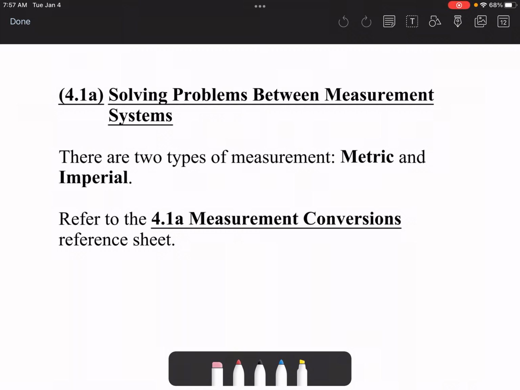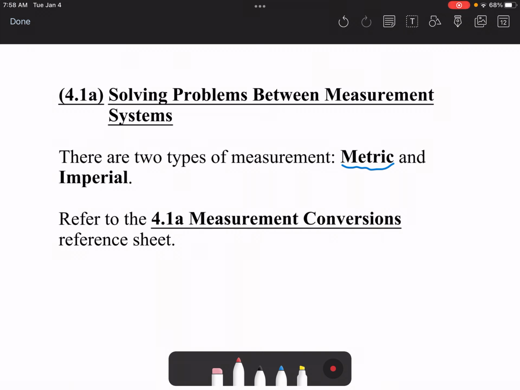So we're going to look at comparing and changing things between metric and imperial types of measurements. Metric is the type of system that we use here in Canada. This is things like kilometers, liters, anything dealing with area, so square kilometers or square meters, or meters squared. It could also be anything to do with Celsius.